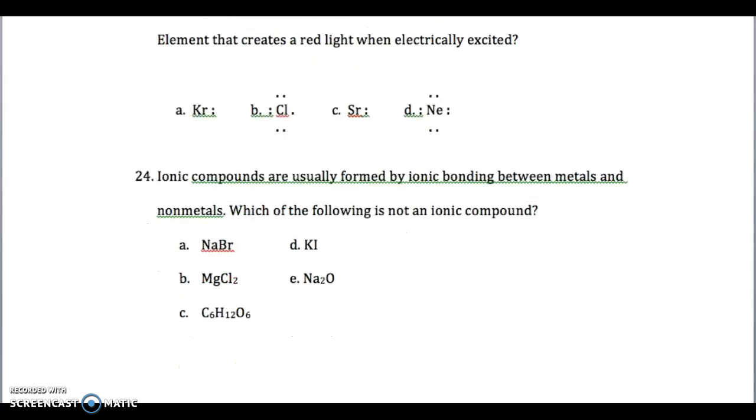Number 24. Ionic compounds are usually formed by ionic bonding between metals and nonmetals. Which of the following is not an ionic compound? A is NaBr, B is MgCl2, C is C6H12O2, D is KI, or E is Na2O.